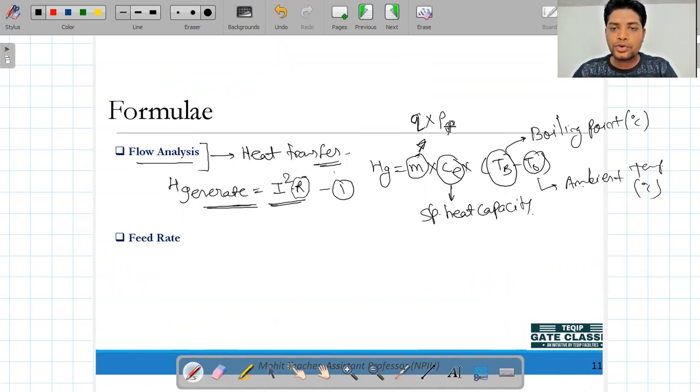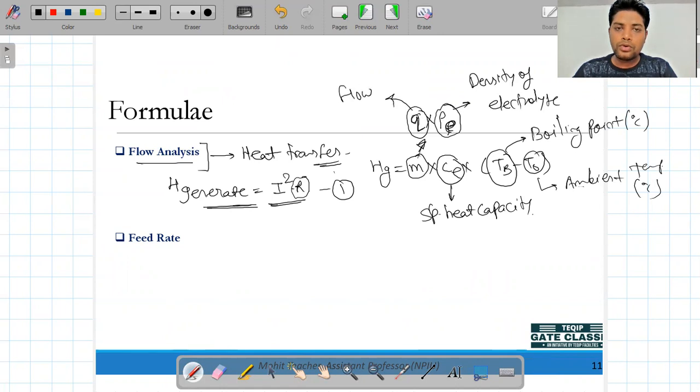into e. So rho into e. Now this rho e is not a part of the material, but it is the density of the electrolyte. And Q is basically the flow rate. Okay, this is the flow rate. So please keep this in mind.